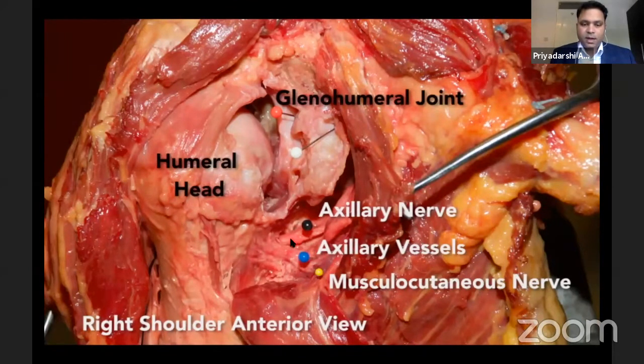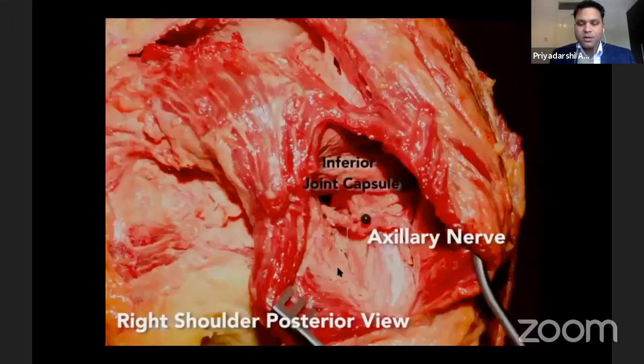And the axillary nerve, you can appreciate it crossing under the inferior capsule of the shoulder. And if you keep tracking the axillary nerve, you look at the posterior aspect of the shoulder joint, and that's the inferior joint capsule, that's the deltoid. You have split the deltoid, and then you try to look deep inside the shoulder joint, under the inferior joint capsule, you see that the axillary nerve is coming out.